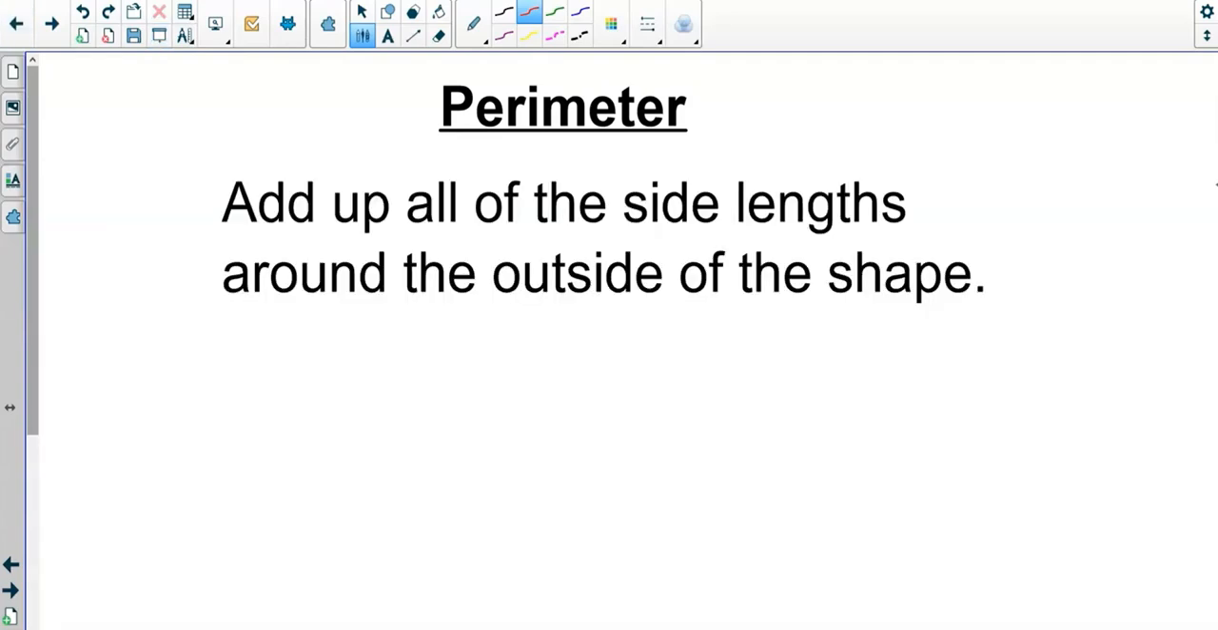So here's my shape. Go ahead and try and find the perimeter for this. I'll give you a moment to think. Pause the video.